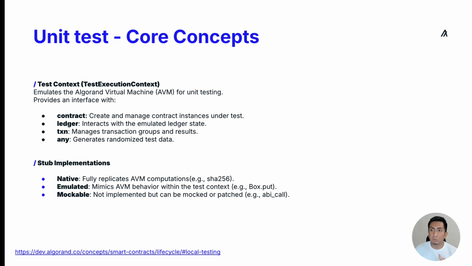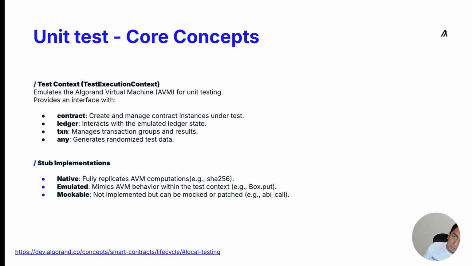Basically, for the unit testing, you have some different objects. The test context is basically the component for the whole emulation of the Algorand Virtual Machine, and this is the main thing you're going to import when you're working with the unit testing library in AlgoKit. It has some different interfaces. If you want to interact with the smart contract, you will need to use the contract interface. If you want to interact with the emulation of the ledger, with different states of the ledger that you are emulating, you will use the ledger interface.